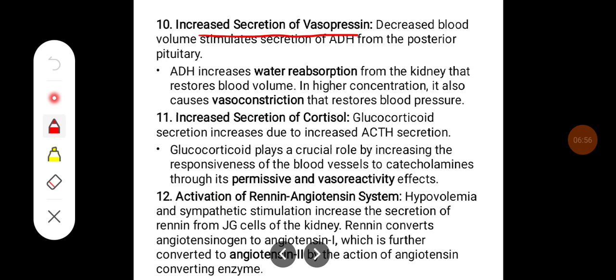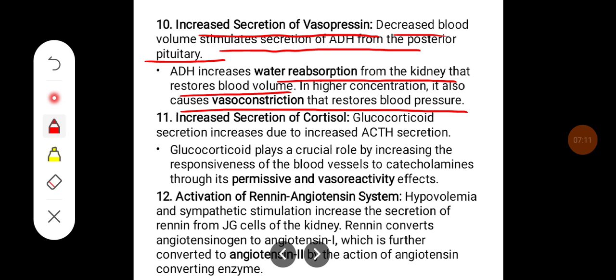There will be increased secretion of vasopressin. Decreased blood volume stimulates secretion of ADH from the posterior pituitary. ADH increases water reabsorption from kidney and restores blood volume. In higher concentration, it also causes vasoconstriction that restores blood pressure.